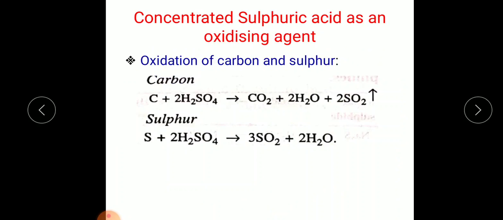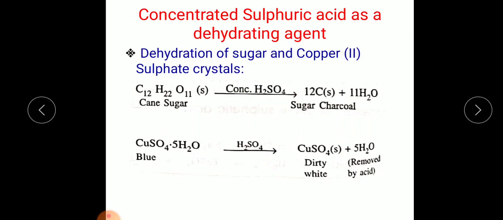Next, concentrated sulfuric acid acts as an oxidizing agent. It is a good oxidizing agent, and this can be shown by these two reactions: oxidation of carbon and sulfur. If you take carbon and react it with sulfuric acid, it forms carbon dioxide, water and sulfur dioxide. And if you have sulfur, it reacts with sulfuric acid to form sulfur dioxide and water. This is the reaction of oxidation of carbon and sulfur with sulfuric acid.